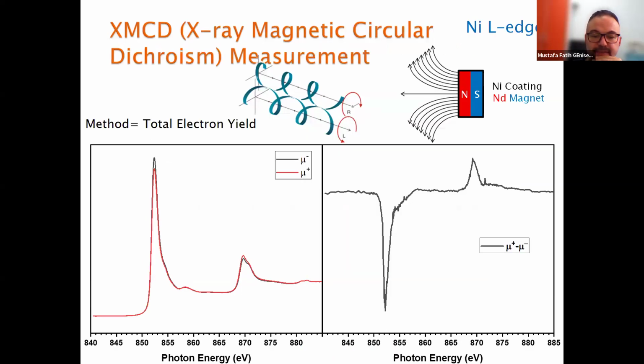And in here, you can see the XMCD measurements of the nickel over a commercial magnet. Our neodymium magnet is coated with nickel. And when we look at the nickel edge, you see when we change the magnet polarization direction, we collect a different intensity in different edge. And when we make a differentiation with them, this is the XMCD measurement.